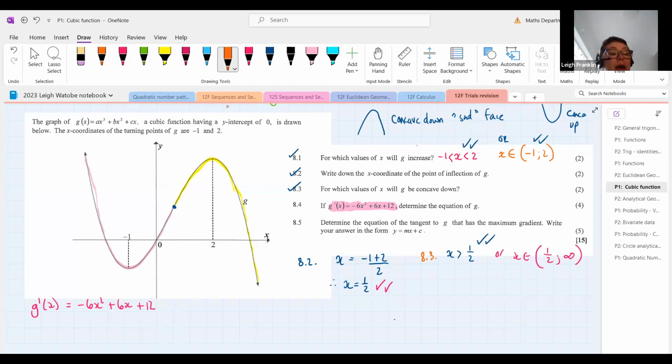So g prime x equals minus 6x squared plus 6x plus 12. Yes, you're right. It is the gradient and it is the first derivative. What they are trying to do here is they're trying to give you the equation. Okay, so this is the equation of the graph of the first derivative, which happens to be a parabola.